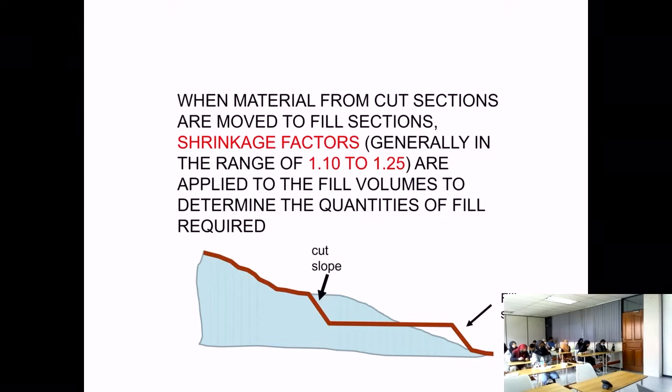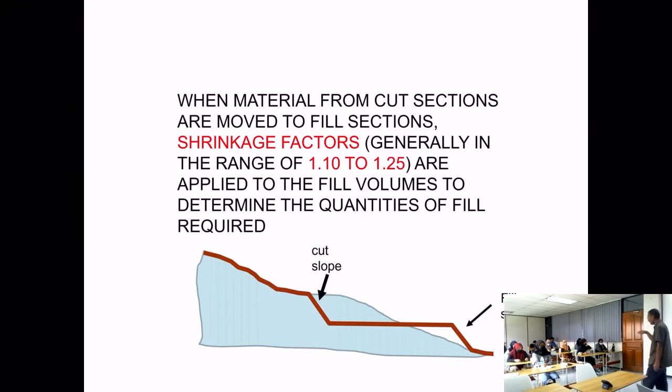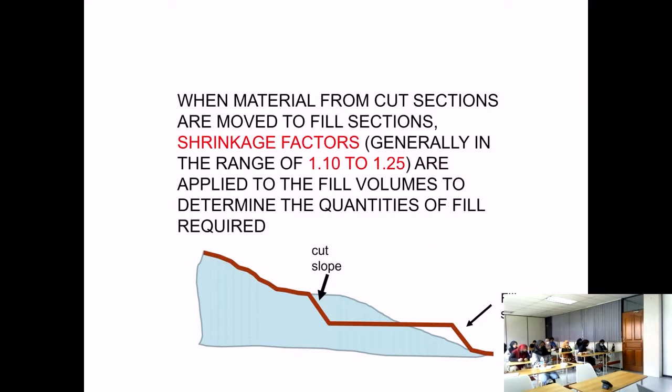Right? Or applied to the fill volume to determine the quantity of fill required. So the actual fill required is usually more than the actual cut. So you need to rationalize that. Otherwise, your plan will not be accurate and can cause trouble if you have an agreement with the soil supplier or whatever, and things like that. So if you cut over here, you fill over here, you need to consider what we call shrinkage, right?